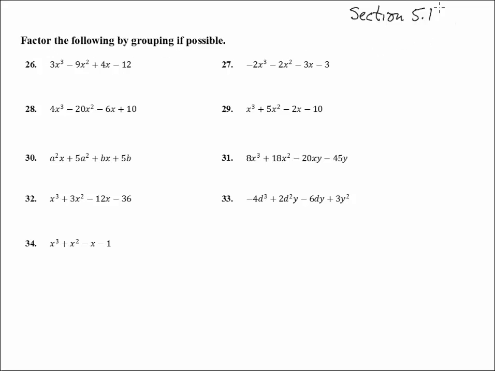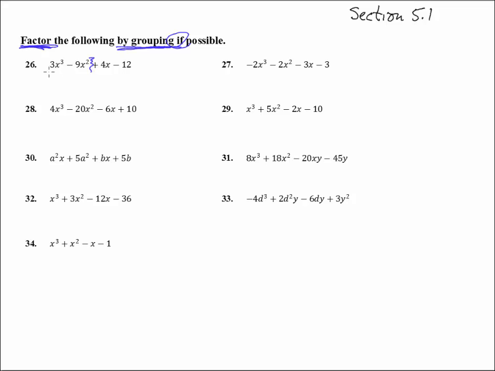Here we are in section 5.1 with the numbers 26 through 34. Factor the following by grouping if possible. So we're going to focus on grouping here, but really remember that we've got two methods of factoring to work with. Okay, so we're going to take it and split it right down the middle and see what can come out of here.